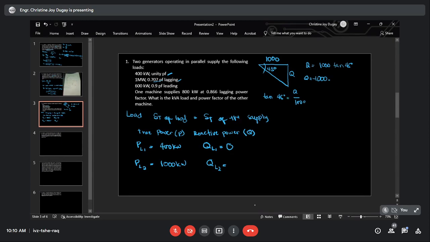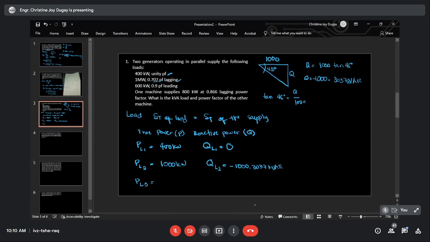1,000 point, ilan ulit na? 37, ma'am. 37 var, no? Lagging, kaya negative. K-var po siya, ma'am. K-var, sorry. K-var, no? So, ilagay na natin dito. Negative ha? Negative 1,000.37 kVAR. No? Ayan.